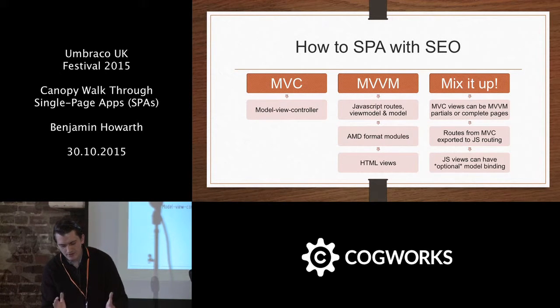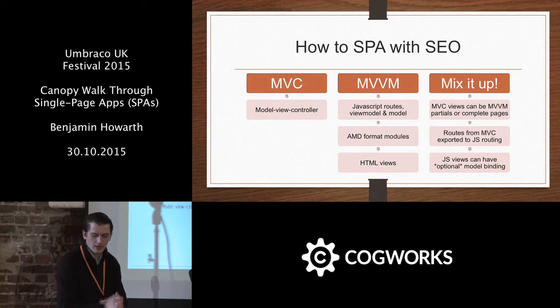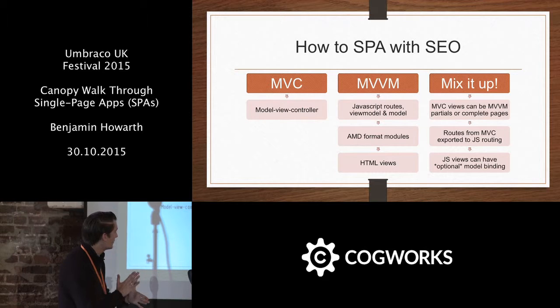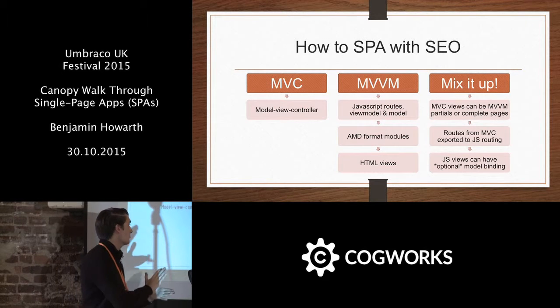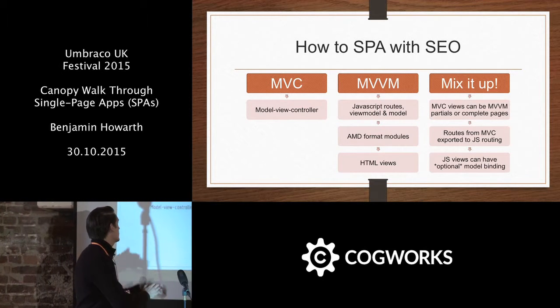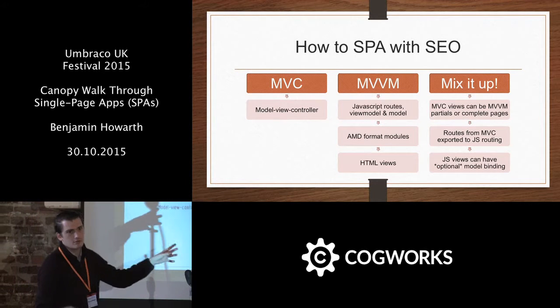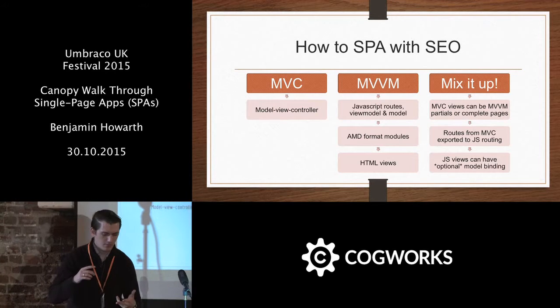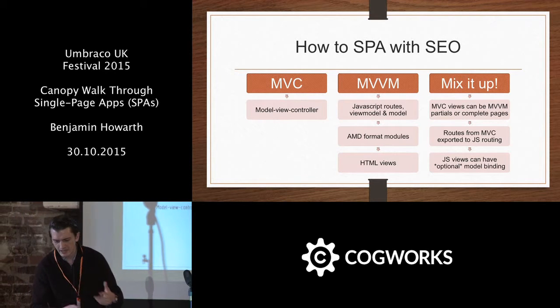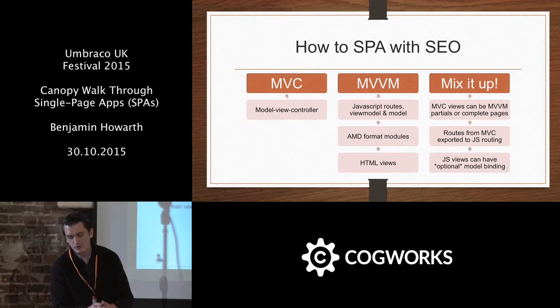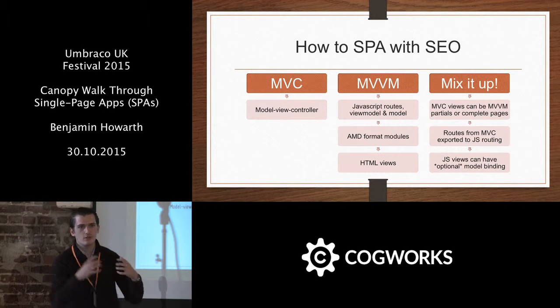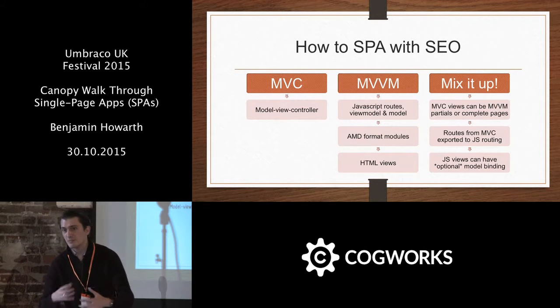So the idea being is that you can take your MVC views and expose those as JavaScript MVVM partials or complete pages. You can take your routes from ASP.NET and you can export those into a JavaScript routing library, whether that's Angular, or Durandal used with Knockout. And JS views can have optional model bindings, so you can then extend the SPA experience.